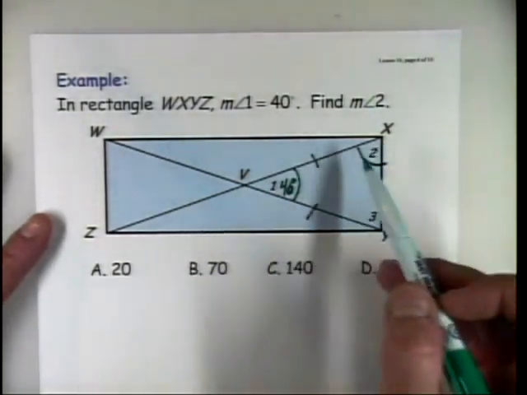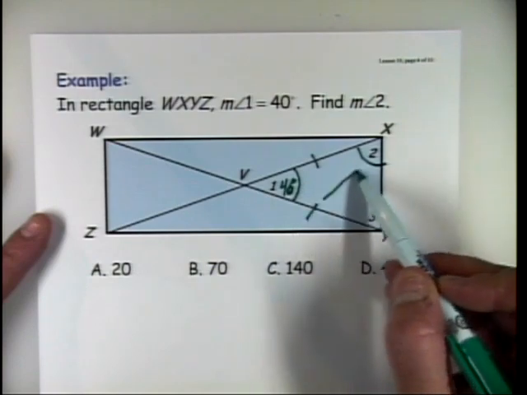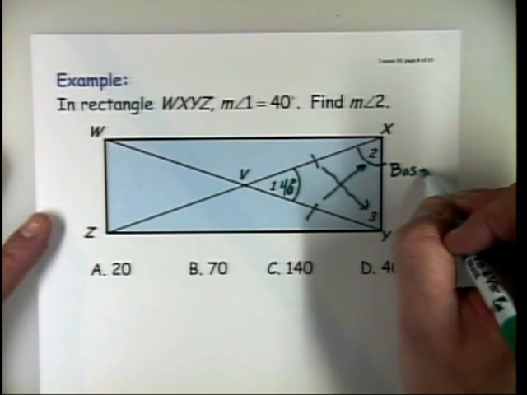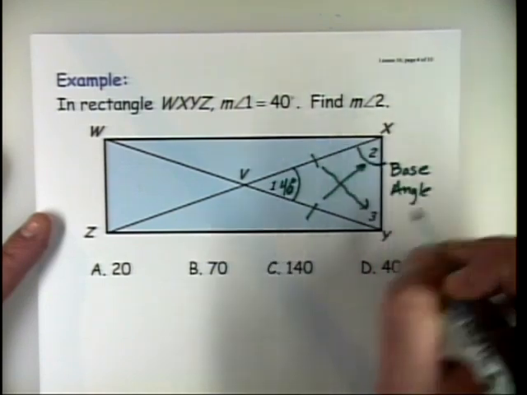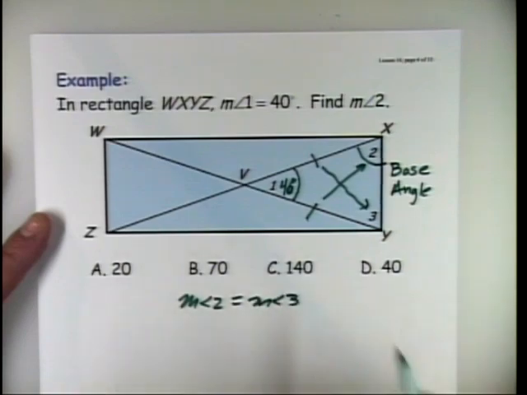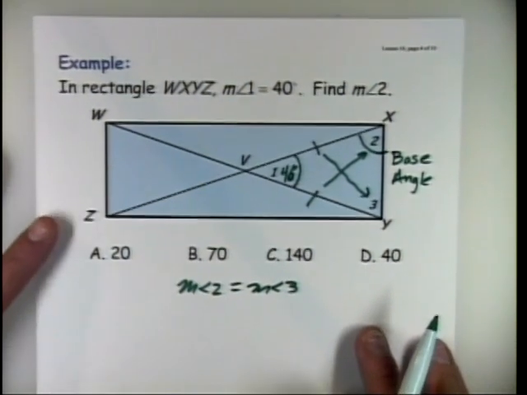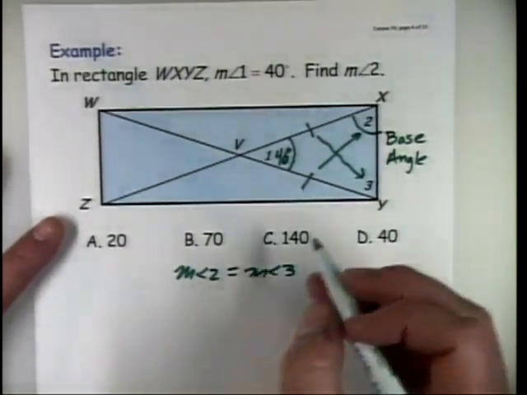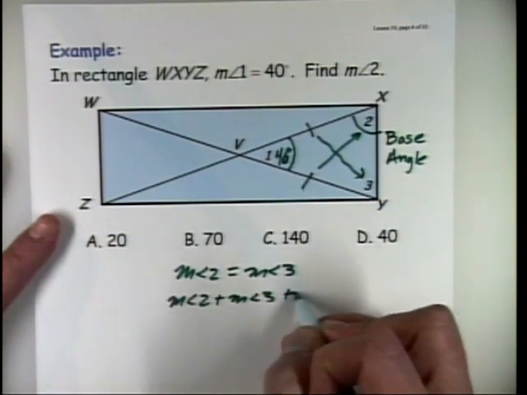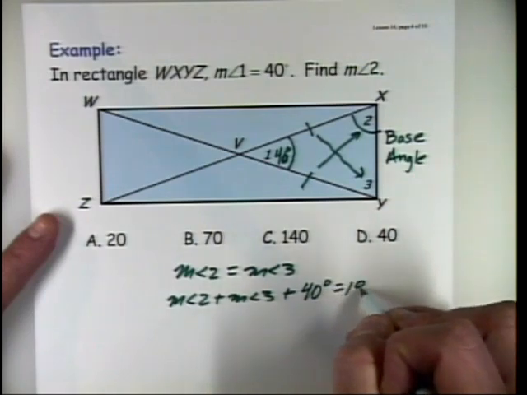This is an isosceles triangle. Remember from a previous episode that if these are the two congruent legs, then the opposite angles, which are called the base angles, are congruent to each other. Okay, so we know that the angle 2 has to equal the measure of angle 3. Well, we also know that the sum of all the interior angles of a triangle has to equal 180. So I know that the measure of angle 2 plus the measure of angle 3 plus my other angle, measure of angle 1, which is 40, has to equal 180.